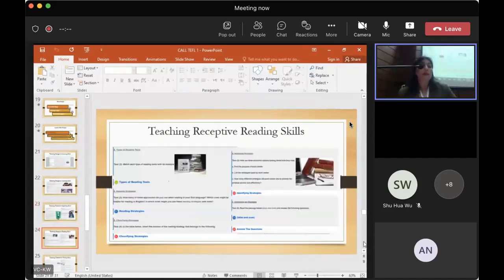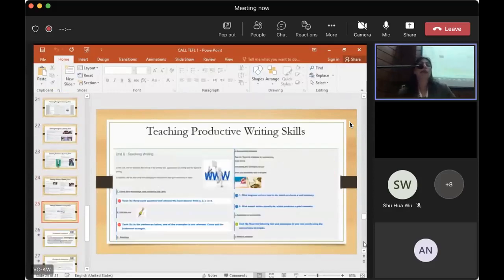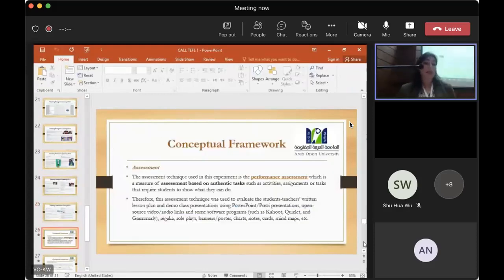And of course, this is the reading, and they have videos about different reading strategies and how to implement these strategies in the classroom, and how to teach all these four skills, and of course, the productive writing skills. So the students would look at all these examples and use them in designing their own lesson plan, and this is going to be demonstrated in their demo class presentation.